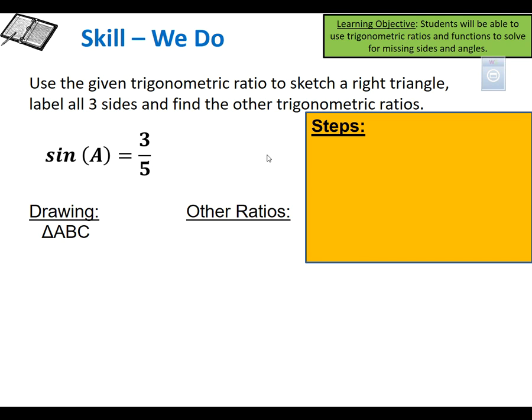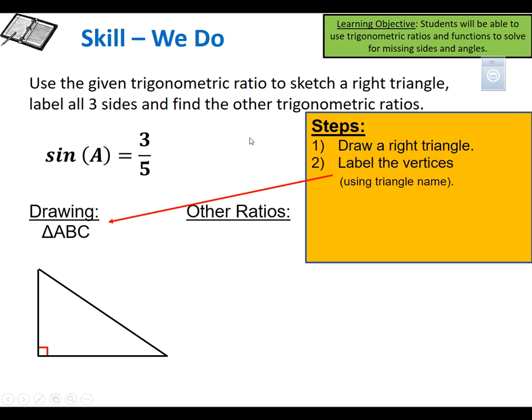So here are the steps. Step number 1, we have to draw a right triangle here. Step number 2, we have to label the vertices using the triangle name. If you remember correctly, the vertices are the corners of the triangle, and we are told that the triangle name is triangle ABC. So using those, I'm going to label the corners.